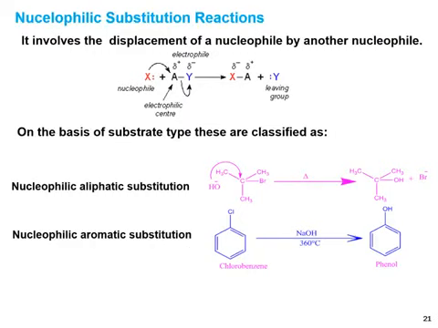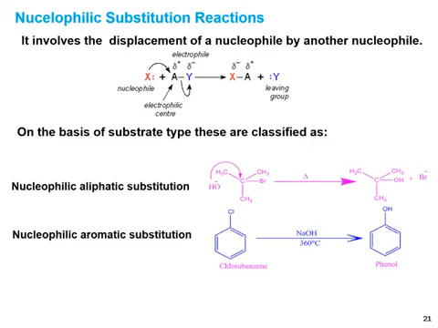The second type of substitution reaction is the nucleophilic substitution reaction. It involves the displacement of a nucleophile by another nucleophile. Here you can see X is the nucleophile and attacks a part of the ring, which is the electrophilic center, and Y is removed, which is called the leaving group. It is also removed as a nucleophile, but because it leaves the compound, it is called the leaving group.